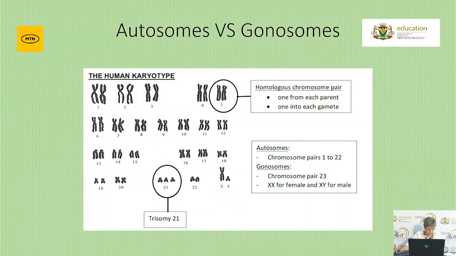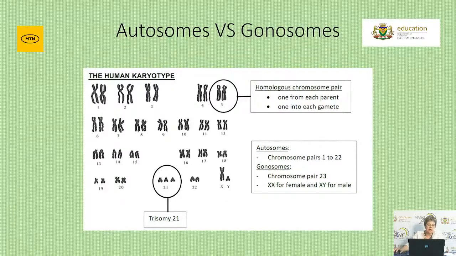As I stated before, we look at the karyotype. It is the number and shape of homologous chromosomes that is displayed, and we can see in this case we have homologous chromosome pairs. There it is. We can see that the autosomes are numbered 1 to 22, and then the gonosome is number 23. And I just want to emphasize something on the gonosome.